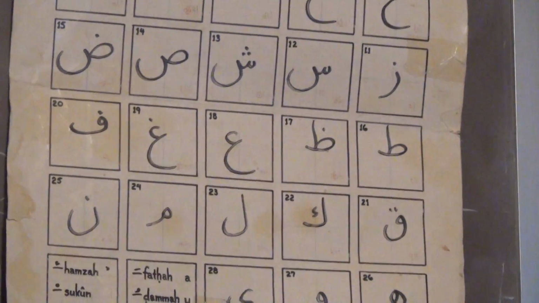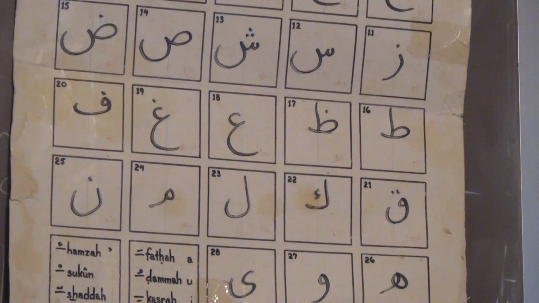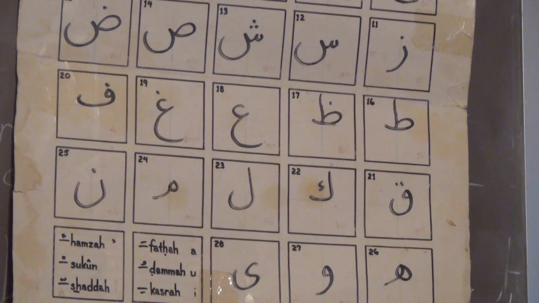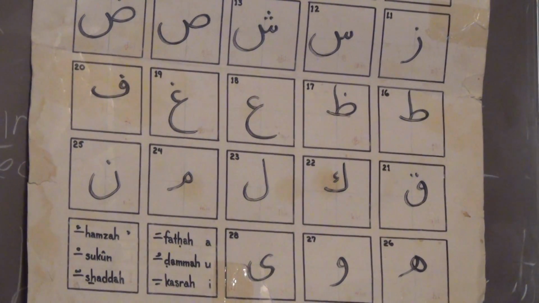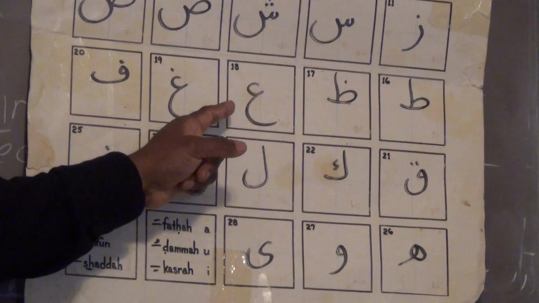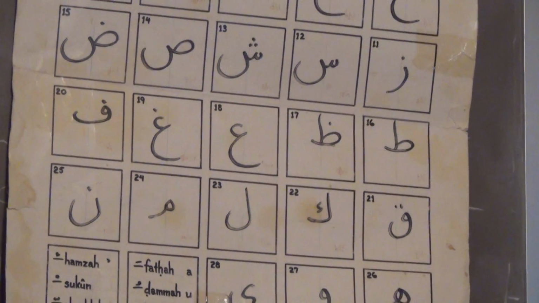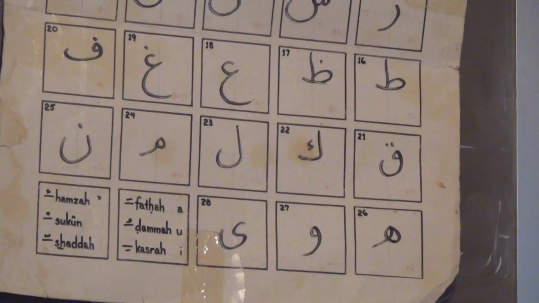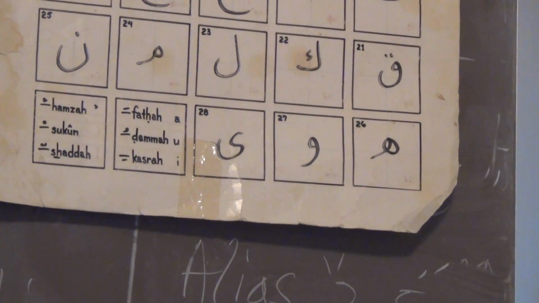Okay. The next letter, look at this. Look at the shape of it also. This letter is Zoy with a Z. Zoy, hard Z sound. Okay. The next letter is Ein. The next letter is Gain.